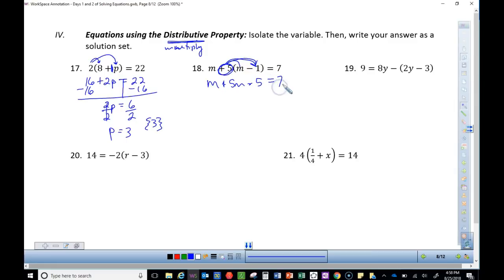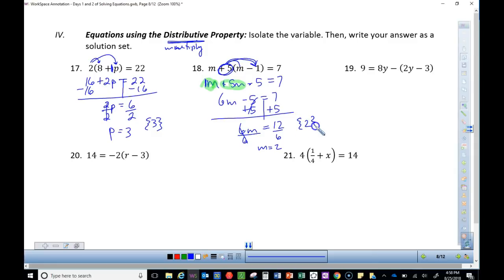And that equals 7. So now we have to combine like terms. So anything with an m will go together. So m plus 5m. If you need to remind yourself that this is a 1, you can. So m plus 5m, 1 and 5 will give us 6m minus 5 equals 7. And now we can work on getting that m isolated. So we'll add 5 to be the opposite of minus 5. And then we'll have 6m equals 7 plus 5 is 12. To undo 6 times m, we'll divide by 6 to both sides. So m will equal 2.